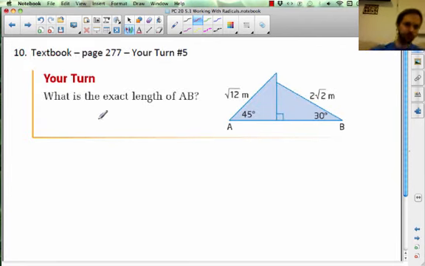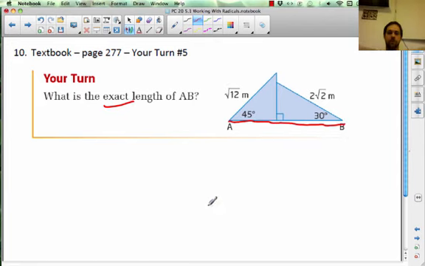Okay, last page. What is the exact length of AB? AB is this length across the bottom right here. When we're asked for an exact length, that means no decimal numbers. It has to be expressed as a perfect radical or rational expression. In this case, it's going to be radical. We know from our experience with 45, 45, 90 triangles that the hypotenuse, we go 1, 1, and this is 1 root 2, or whatever the leg is, times root 2.